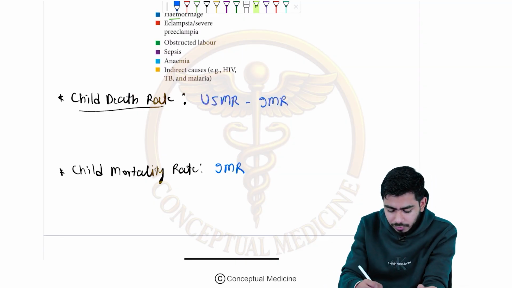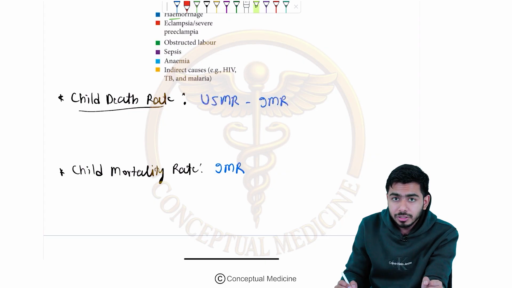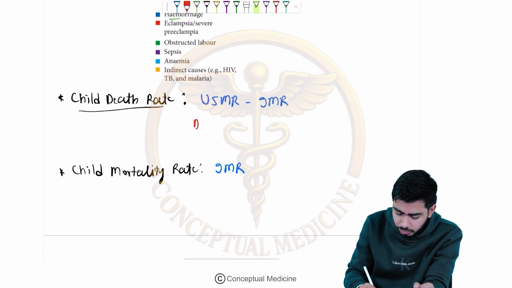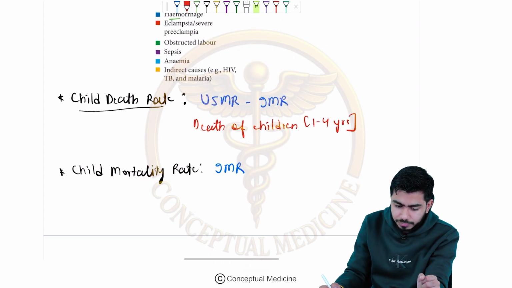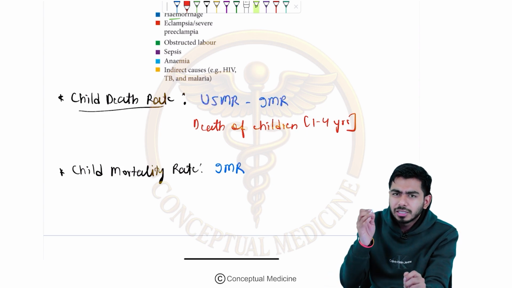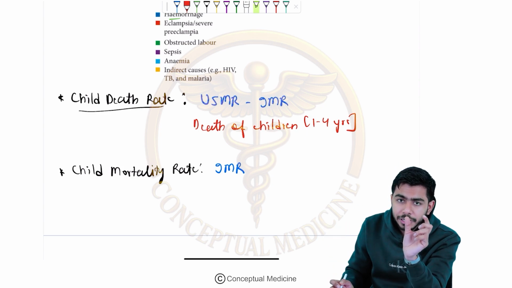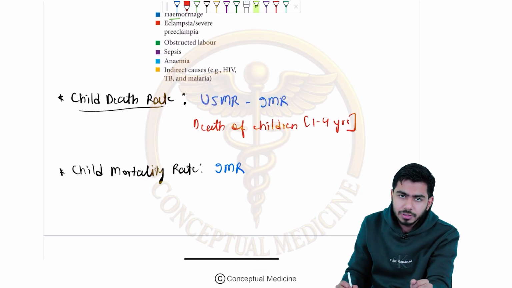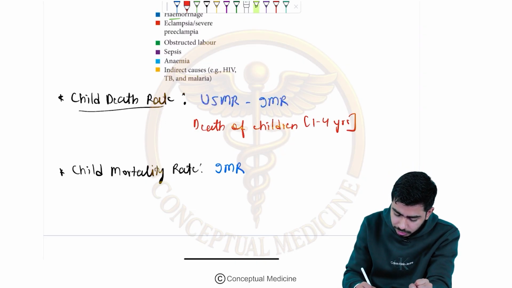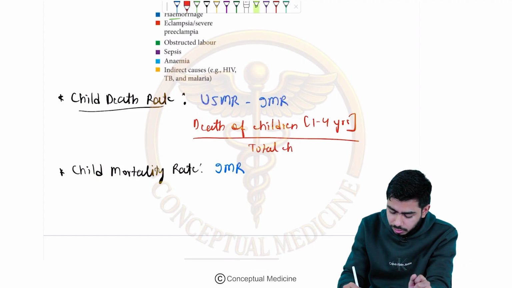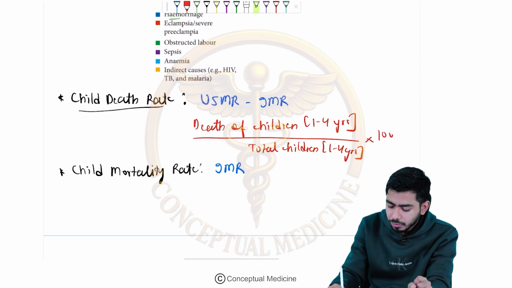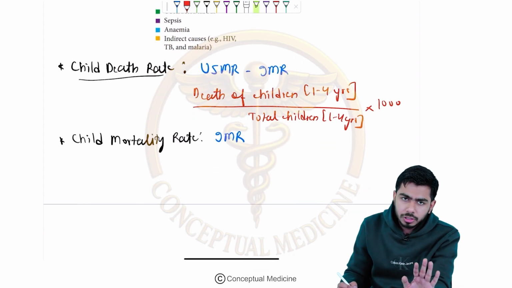So, guys, what is the formula for the child death rate? We should know the formula as well. So here, death of children, very simple, death of children 1 to 4 years. Why 1 to 4 years? Because we are subtracting the infant mortality rate. Infant means a period of 1 year, so we are subtracting that 1 year from the 5 years. That's why 1 to 4 years. Then death of children 1 to 4 years by total children 1 to 4 years of age, and the multiplier will be 1000.